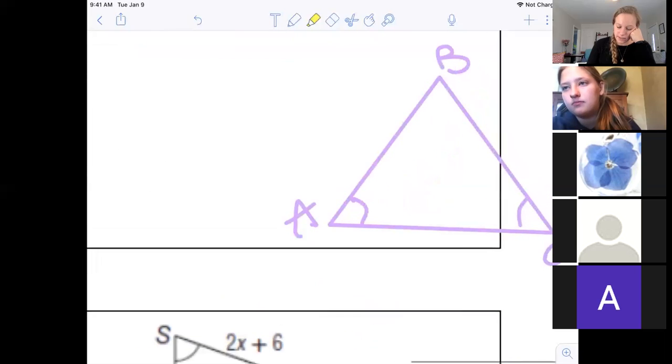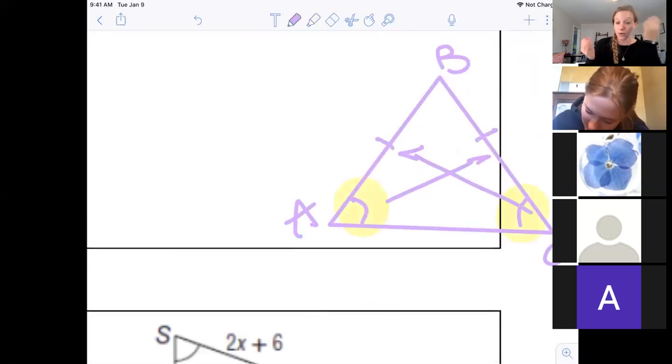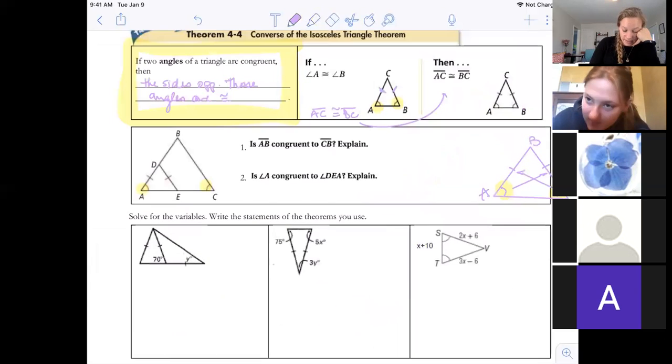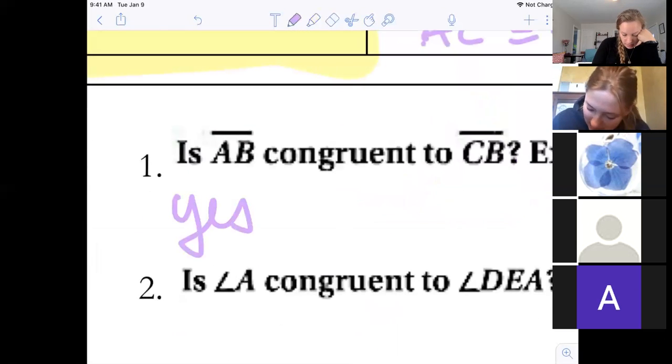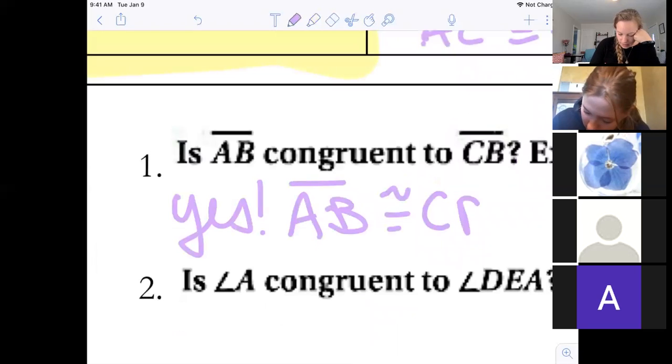Are my sides AB and BC congruent? Yeah, because you'd use the converse, because if the angles are congruent, then the sides opposite are also congruent. Good job, Ava. So we know that the angles were congruent. That was given to us. And so that means that the sides opposite it are also congruent. So I'm going to say yes, AB is congruent to CB.